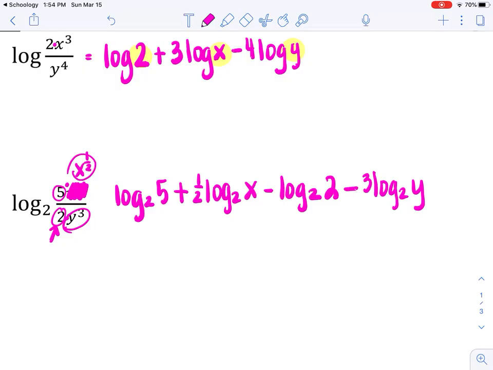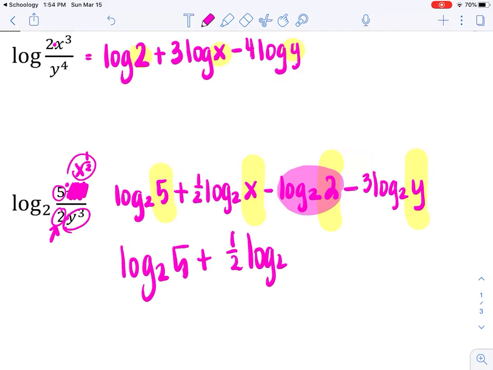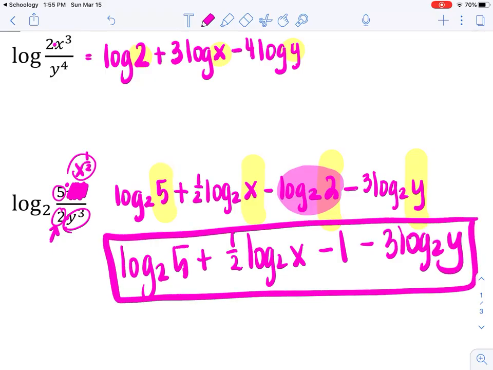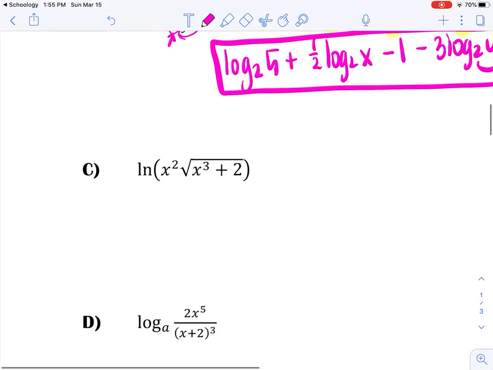And I'm about to be done with mine, so for this problem. So first I'm going to look at all the arguments. Single, single, single, single. There's no multiplication there, so I'm good. Now I'm going to look to see if I can evaluate anything. This time I notice that I can evaluate something. Log base 2 of 2. It's asking me 2 to what power gives me 2, which I know the answer is 1. So my final answer, log base 2 of 5 plus 1/2 log base 2 of x minus 1 minus 3 log base 2 of y. The end. I say the end a lot.